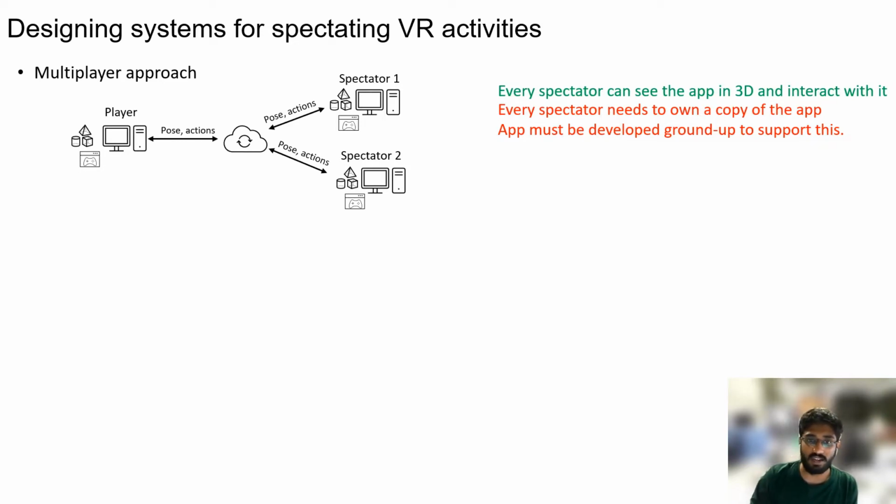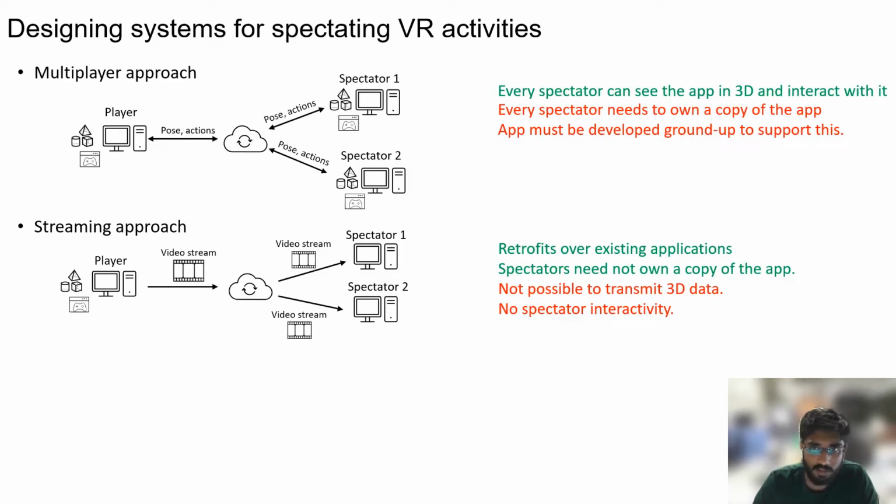This allows every spectator to see the app in 3D and interact with it. However, every spectator has to own a local copy of the application. The app can be huge and might not be supported in the spectator's hardware. Furthermore, these apps need to be built ground up to support collaboration.